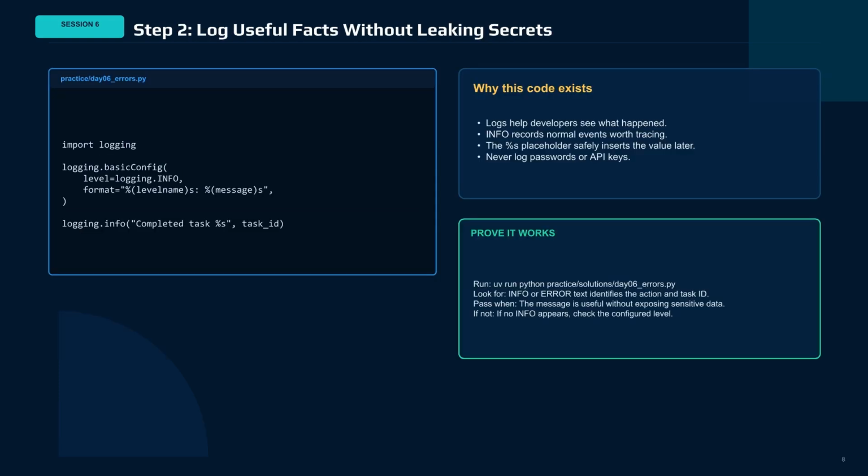Step 2 is logging useful facts without leaking secrets. Logs help developers understand what happened during execution. We use info level for tracing normal events and the %s placeholder to safely insert values. Crucially, never log sensitive data like passwords or API keys. Run your solution to verify these logs appear as expected.